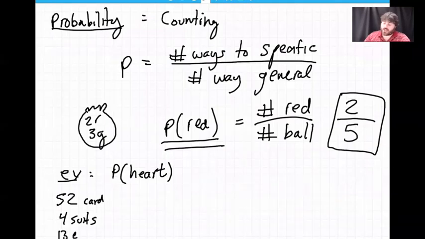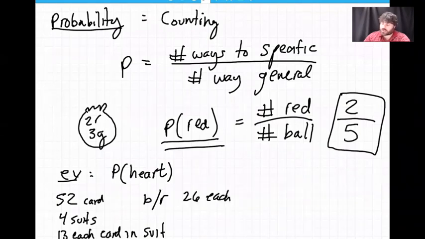There's 13 of each card in a suit. Each suit has 13 cards. There's black and there's red, and each of them have 26 each. Excuse me. Yeah, 26 each. Okay, there's 26 black, 26 red. Those are the basic things you got to know.